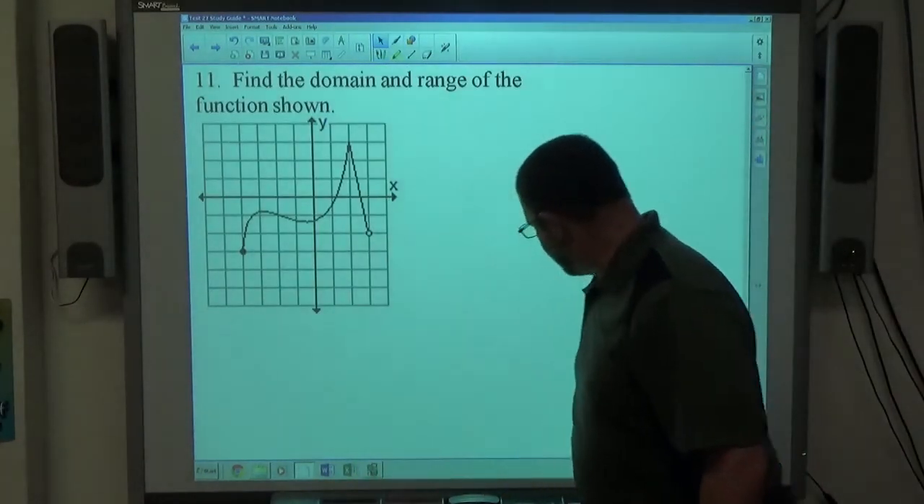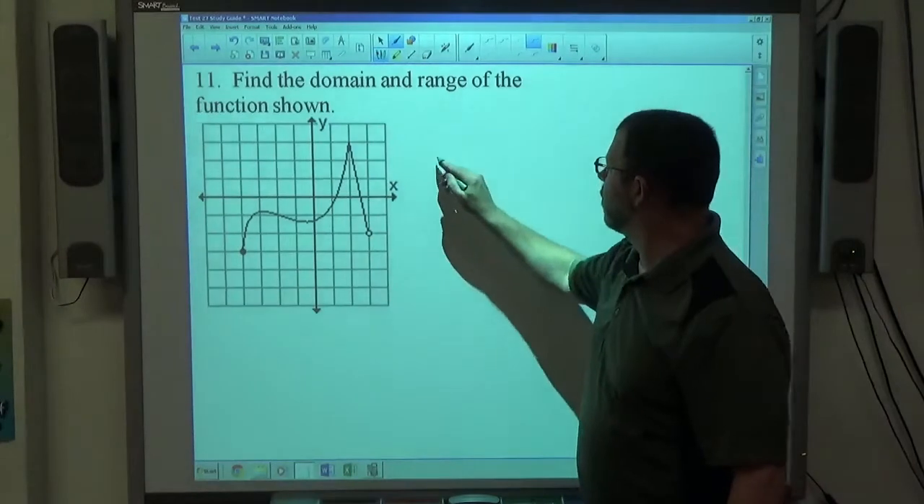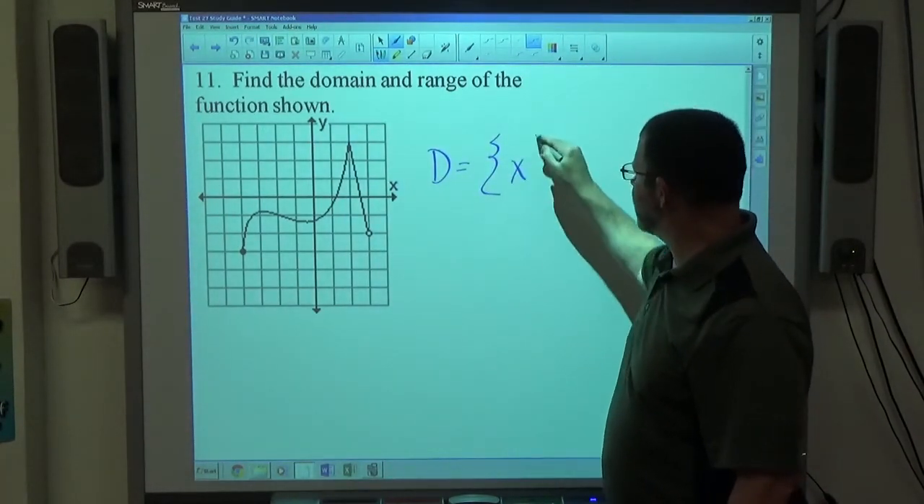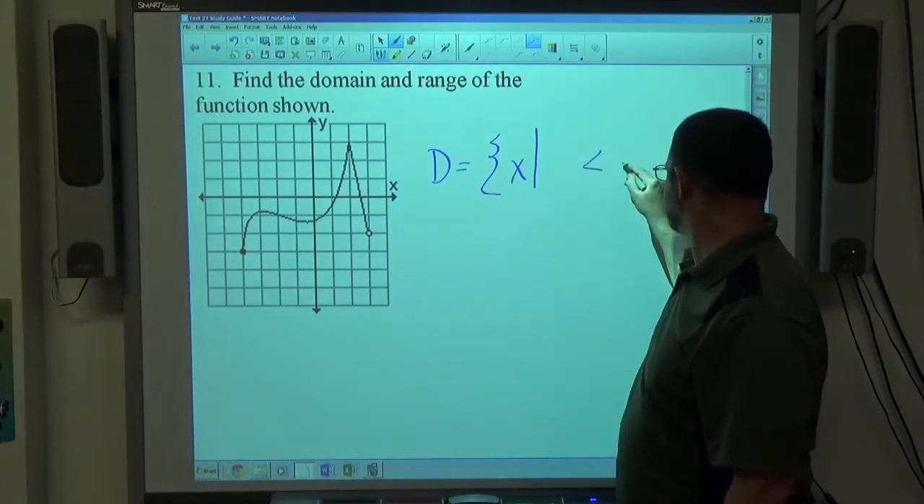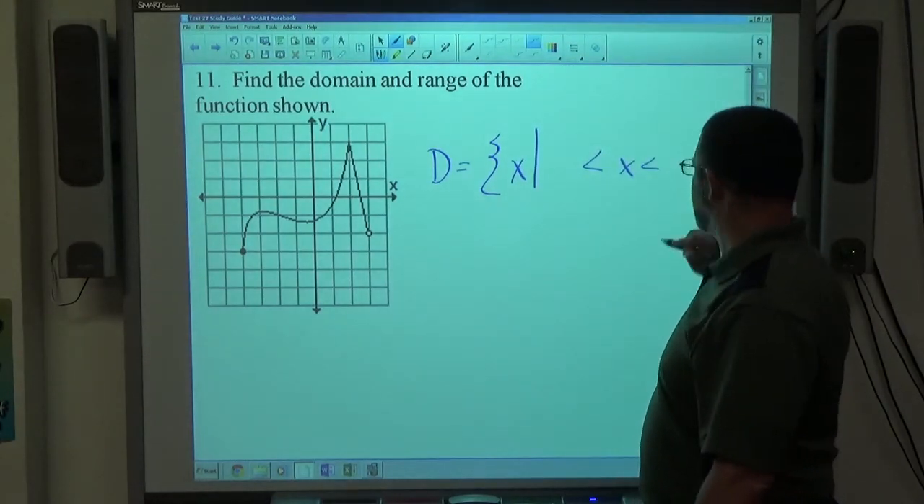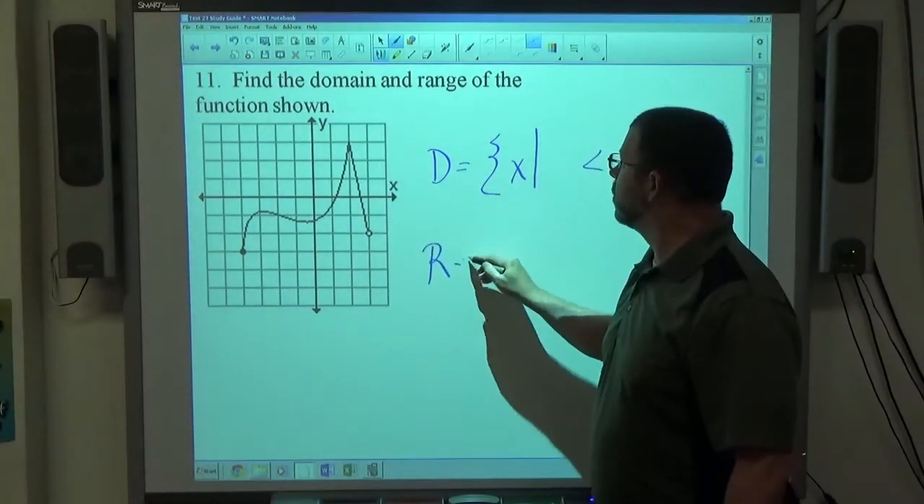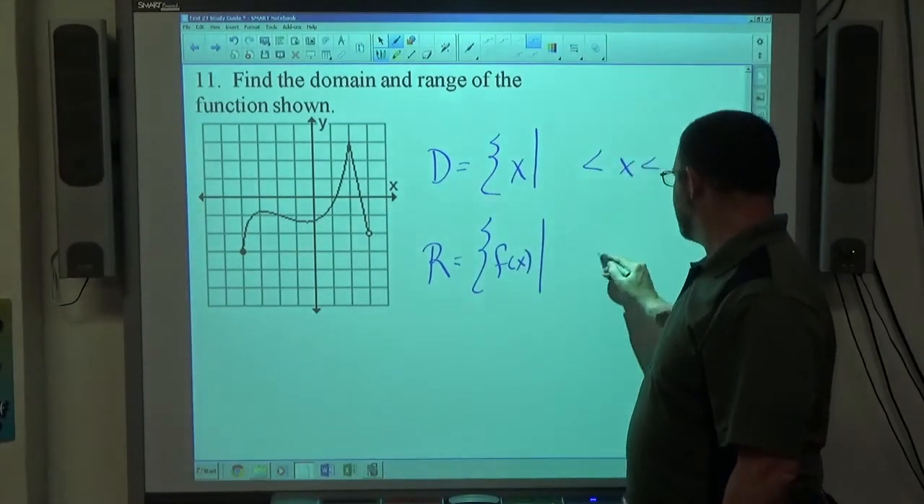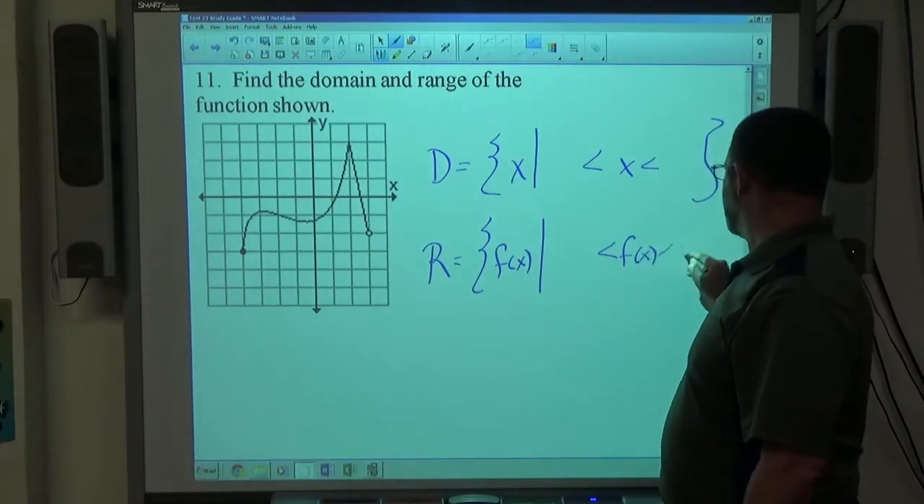Number 11, find the domain and range of the function shown. Domain equals the set of all x such that less than x less than. It's going to have that structure. Range is going to equal the set of f of x such that less than f of x less than.